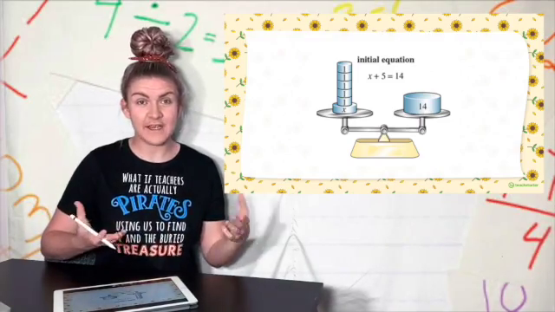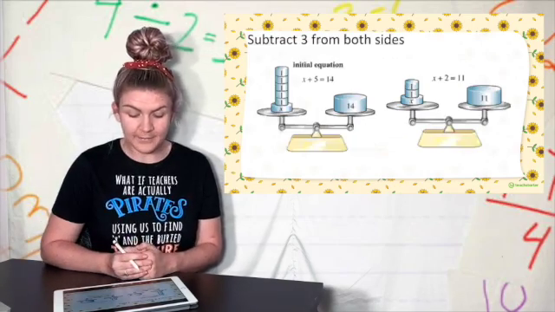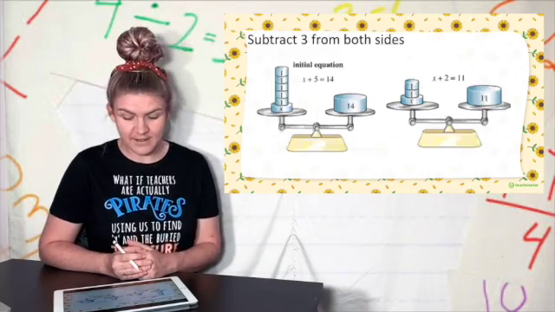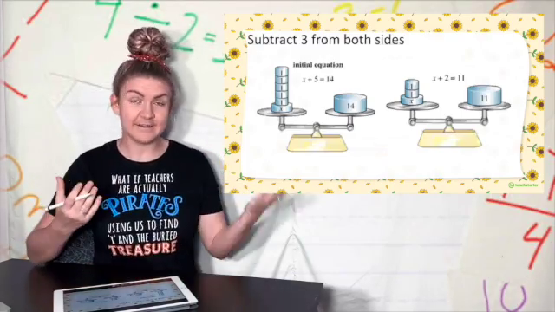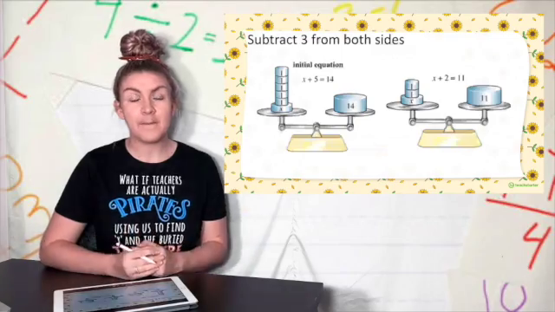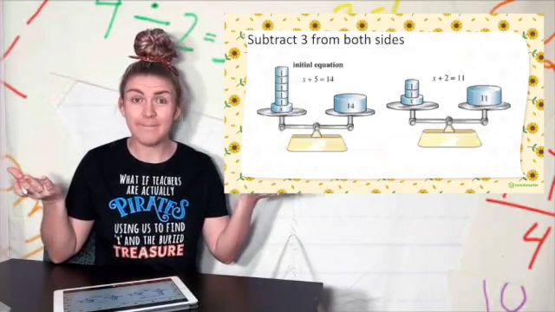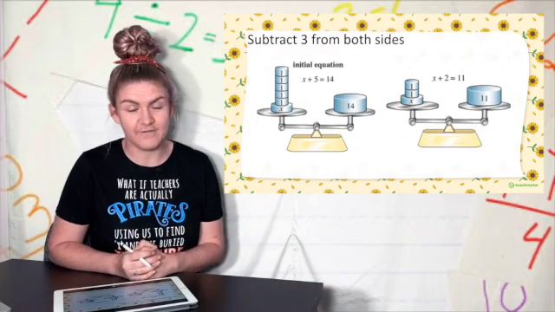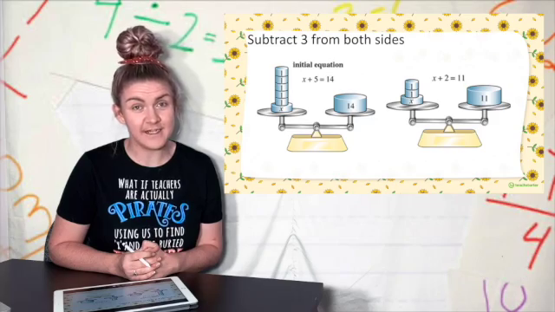Now if I had these scales and I took 3 from both sides, I would end up with something like this: x on one side plus 2 more, and 11 on the other side. Because I took 3 off both sides, my scales are remaining balanced and I haven't actually changed the value of x, or what the equation is telling us.